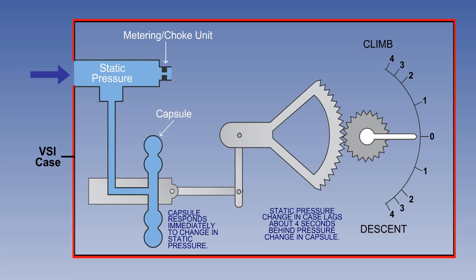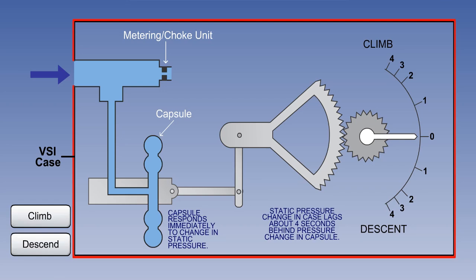Once the aircraft is in level flight, the pressures will equalize after a few seconds, and the VSI reading will return to zero. Click Climb or Descend with the mouse to see the principle in operation.